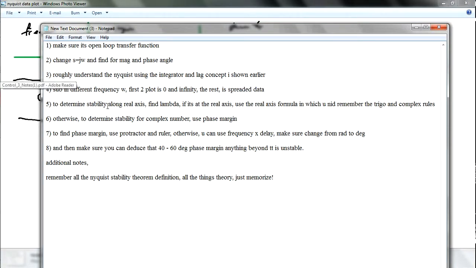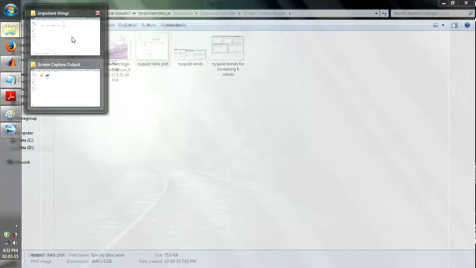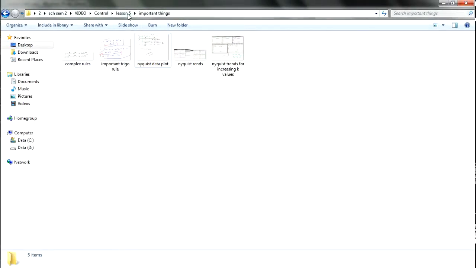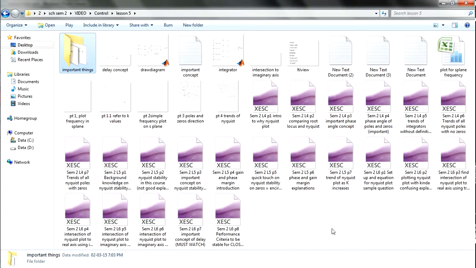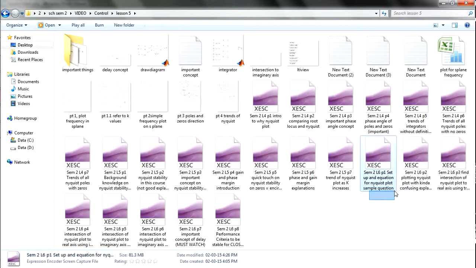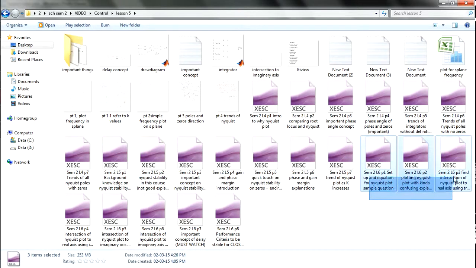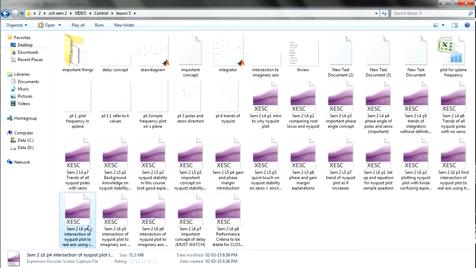After which you can determine your stability along the real axis. To determine the stability along the real axis, make sure you know how to do it. Just watch this video on setting up an equation for Nyquist, and this series of videos. Next is the intersection of the Nyquist plot with the real axis. There are two methods, imaginary and real.